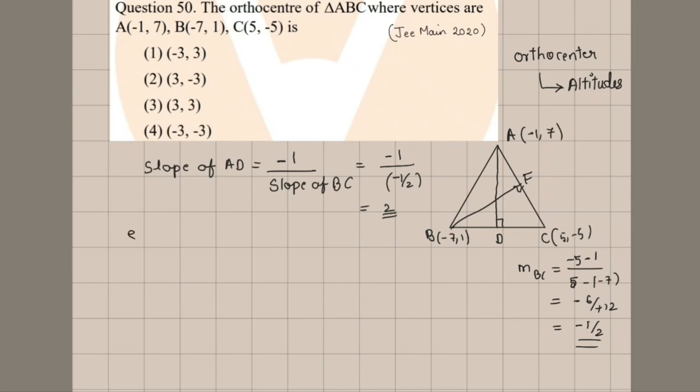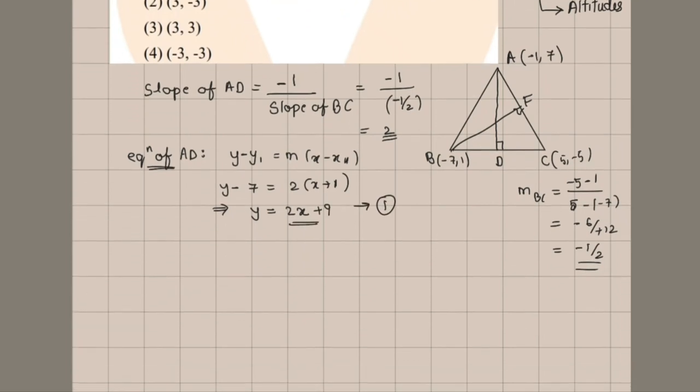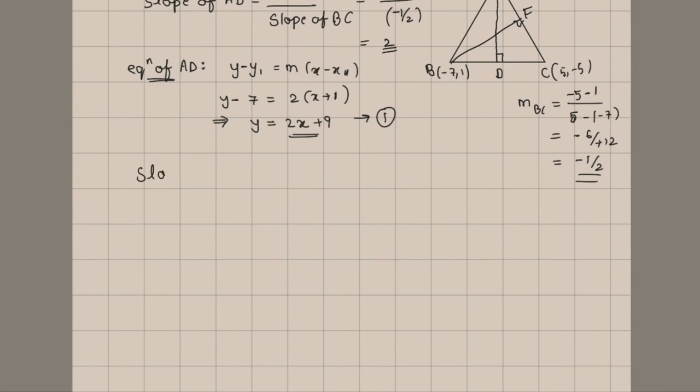So the equation of AD will be, we have solved a similar example in lecture 12. We know the point A, so we use the point slope form: y minus y1 equals m into (x minus x1). So y minus 7, what is y1 here, 7, equals slope 2 into x minus of minus 1, which is x plus 1. So we got the equation of AD, which is y equals 2x plus 9. So this is the equation of AD. That's equation 1.